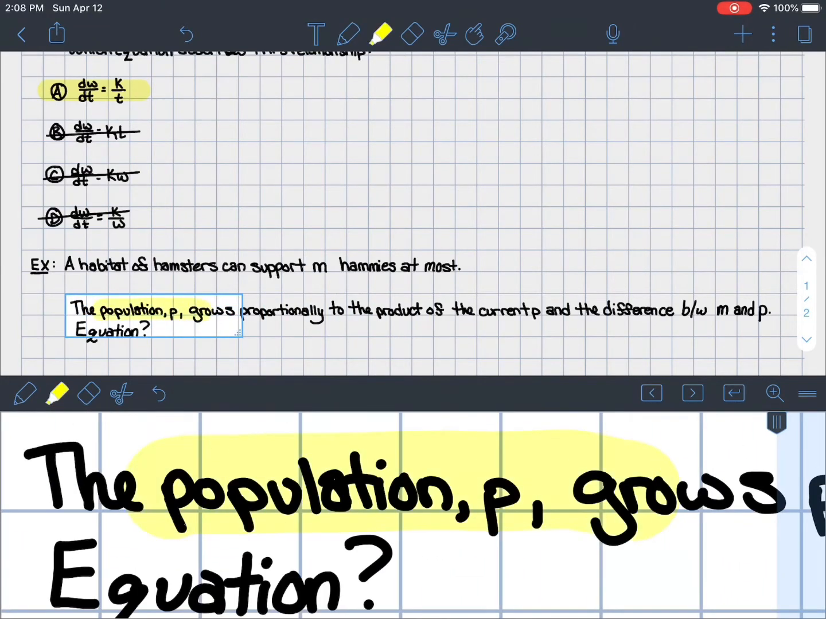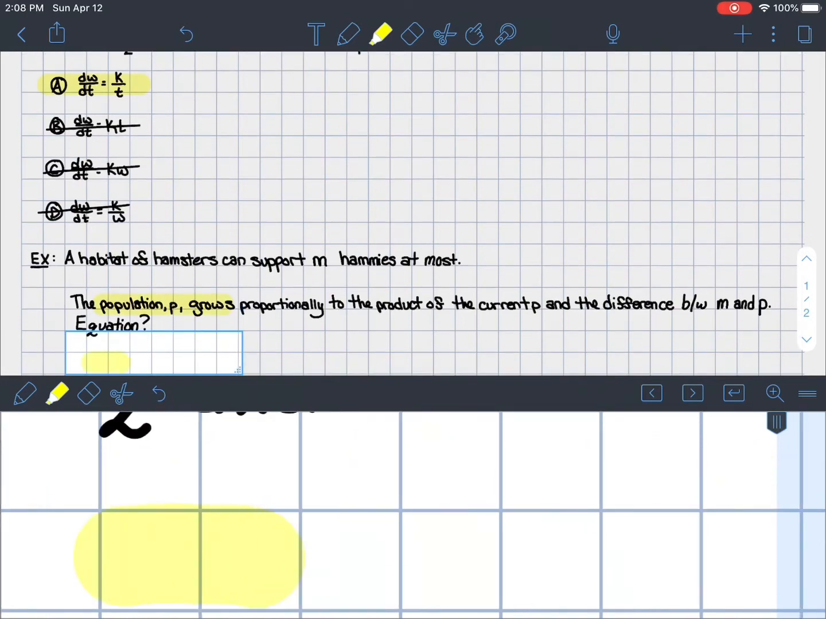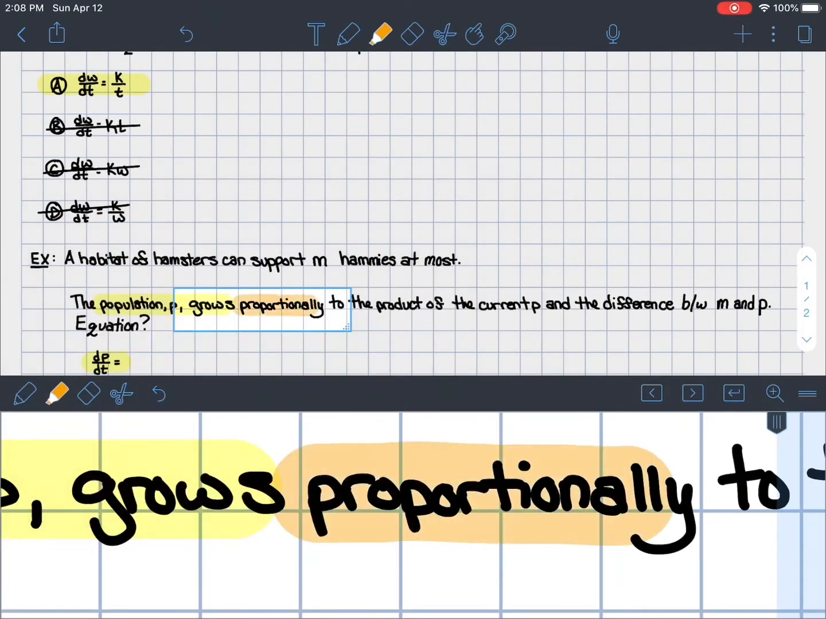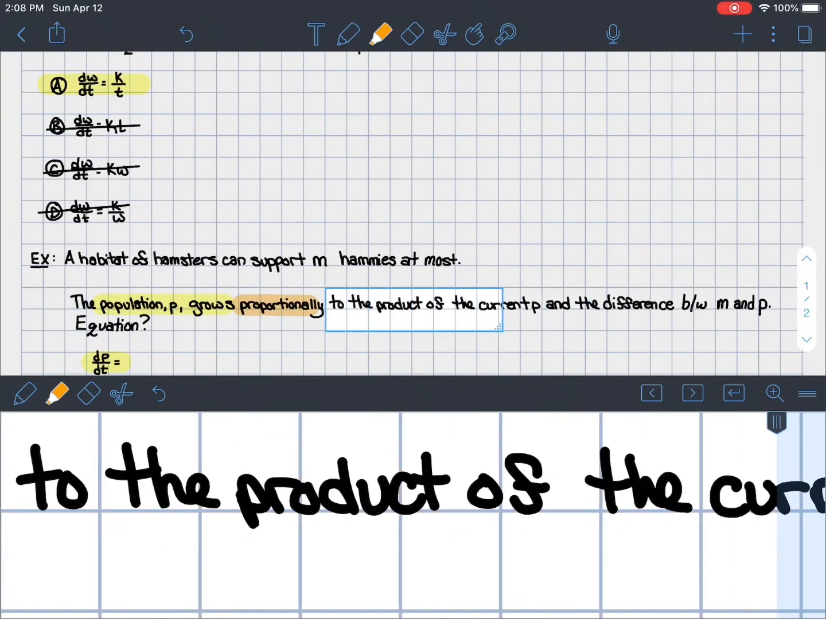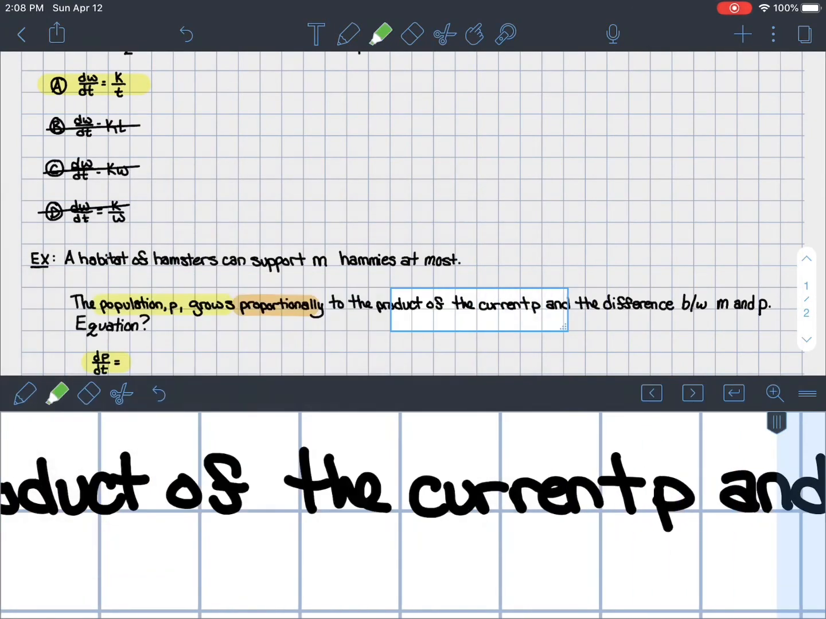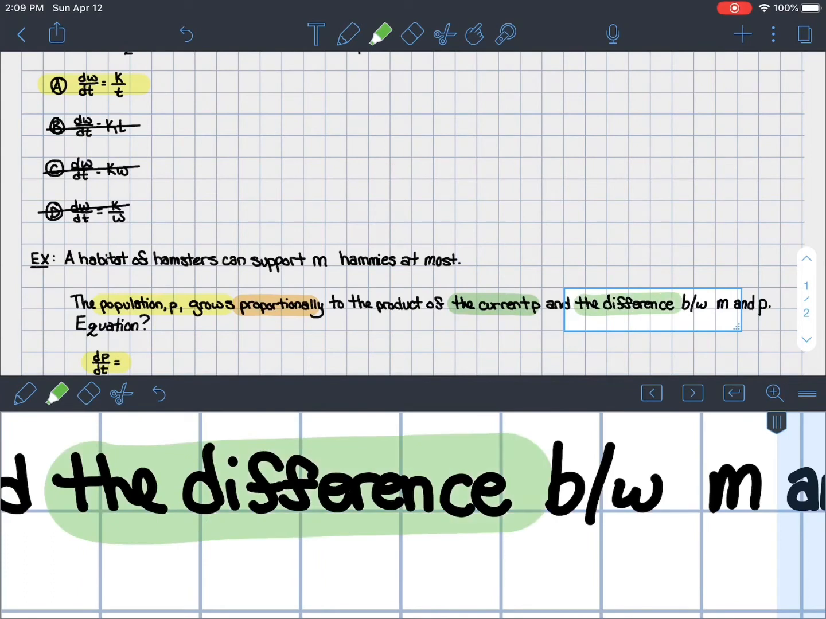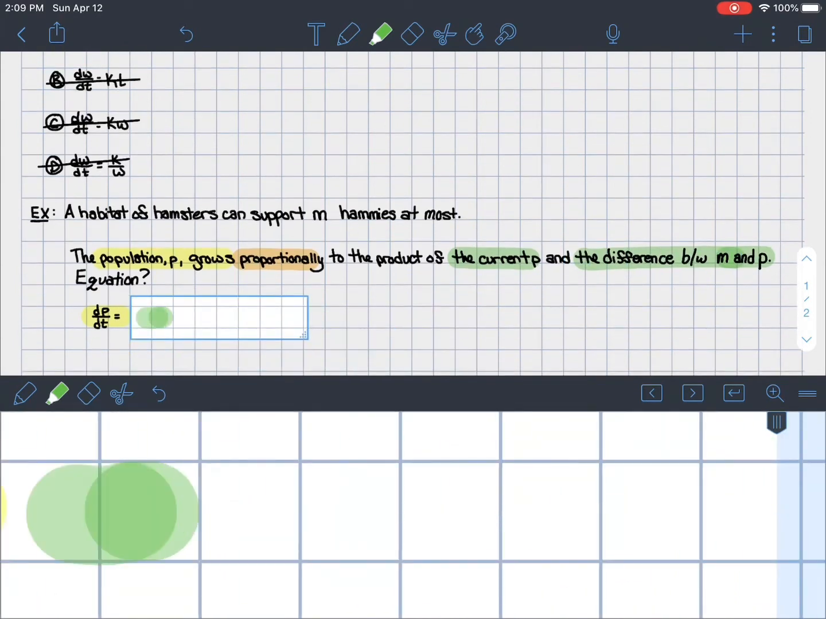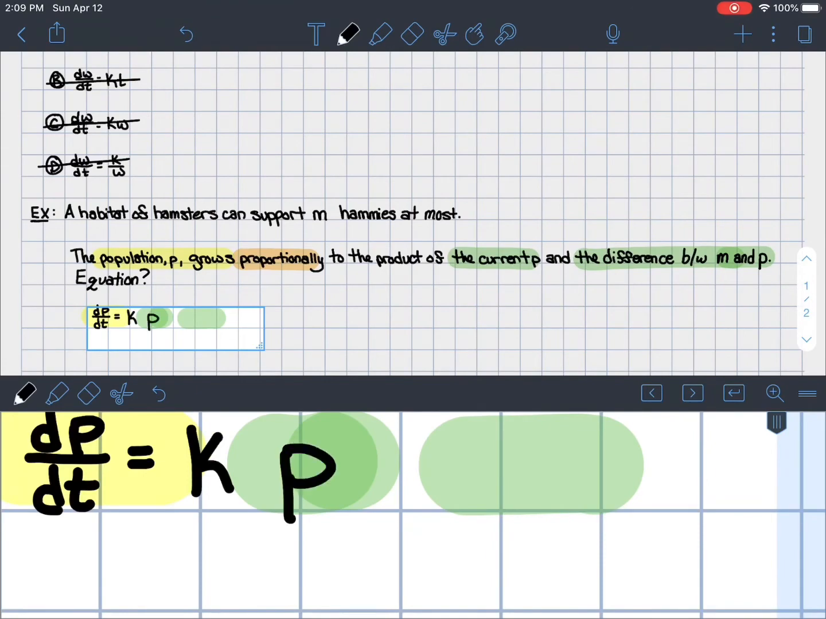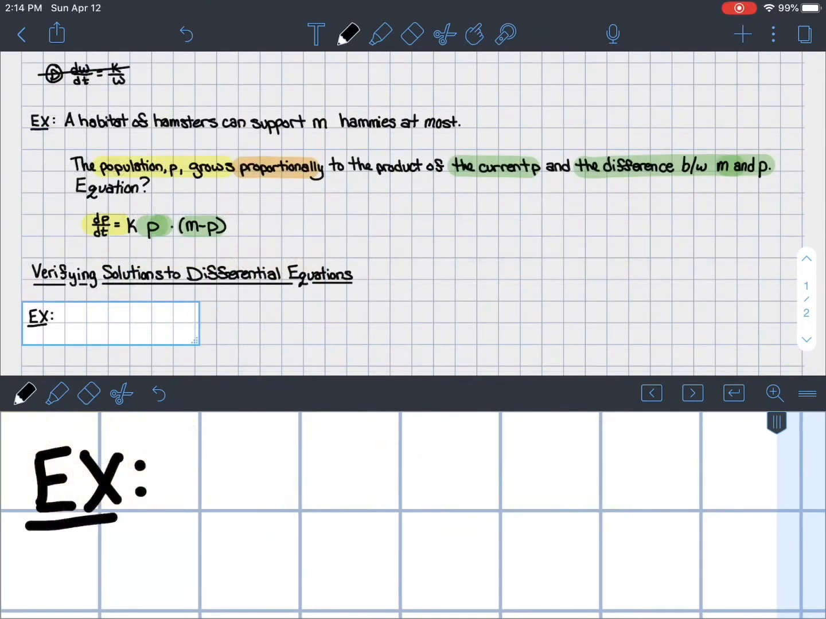The product of P and the difference between M and P, difference meaning subtraction. So when we write this down, the population is dP/dt, and it's going to equal, we always use K as some constant of proportionality, and then it'll be P times the difference between M and P.